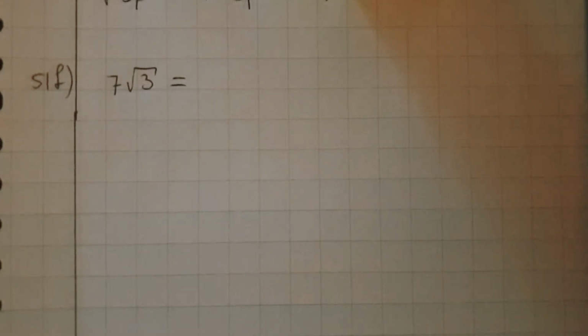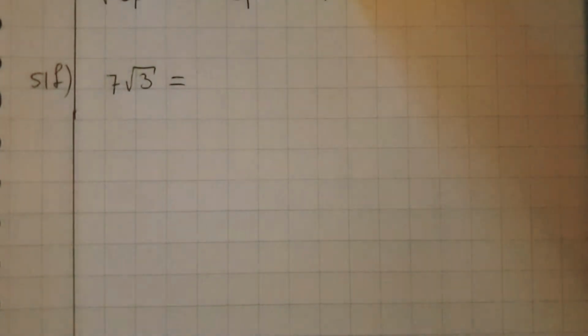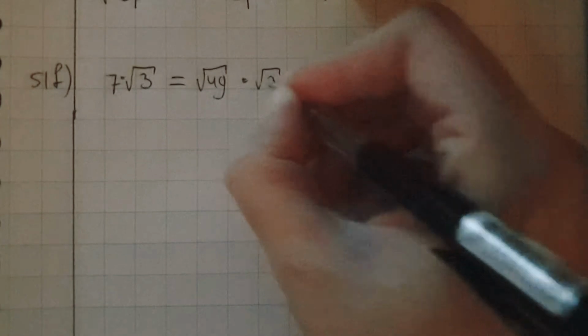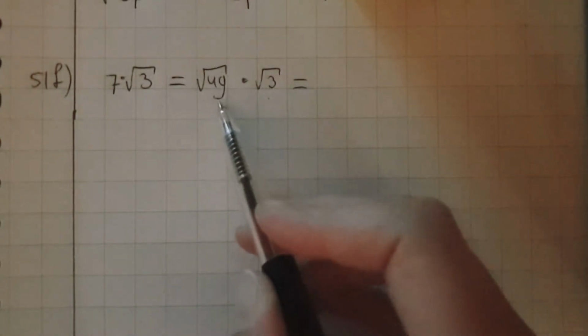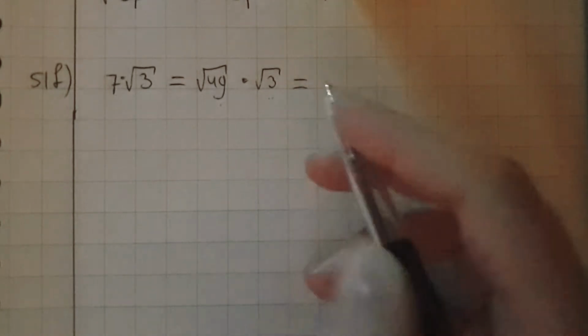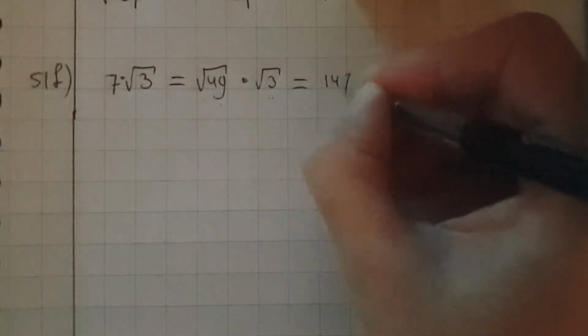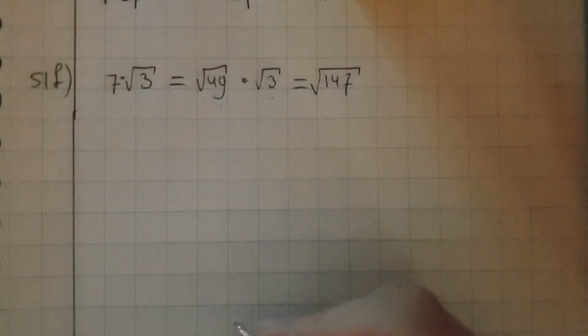In exercise 51 it says write as 1 square root: 7 square root 3. To write it as 1 square root you have to know that there's a times here. And then you can also rewrite 7 as square root 49. It's exactly the same, so just write it differently. And this is square root 3. Now, you know that you can do square roots times each other. So you just do 49 times 3, which is 147. And of course, in a square root. So this is written as 1 square root.